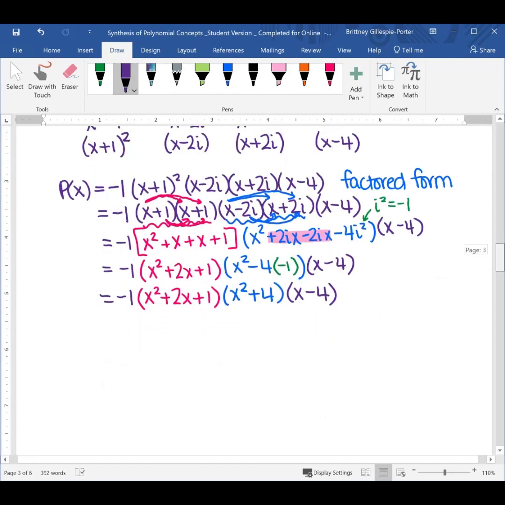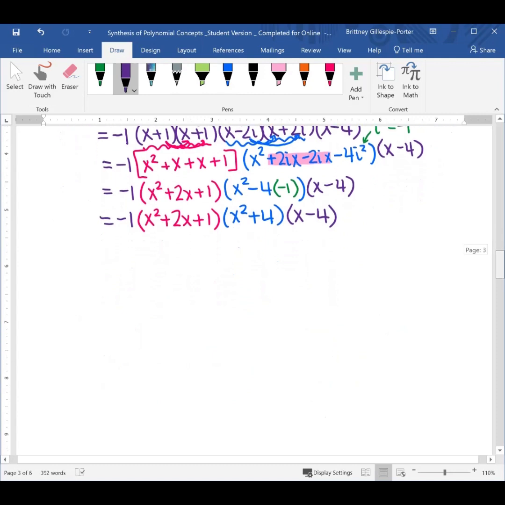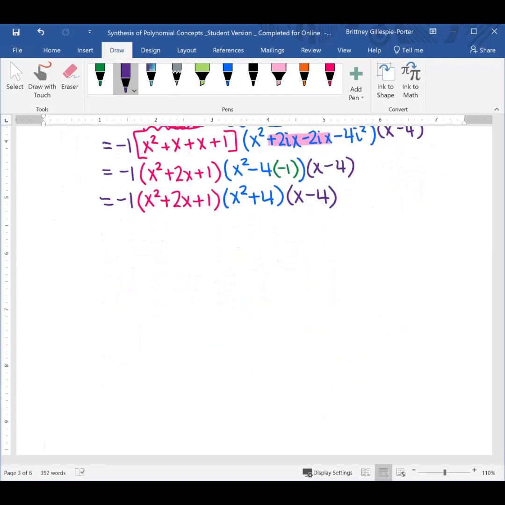We need to do some more multiplication. I'm not going to take care of that negative 1 until the very, very end. You have your choice of what you want to multiply first. If you want to take the blue times the purple, you can. If you want to take the pink times the blue, you can. The order is not important as long as you get all the terms. I'm going to concentrate on the pink with the blue.